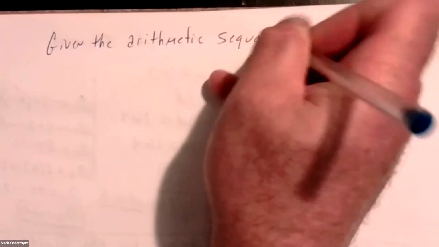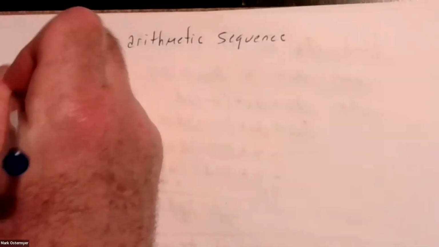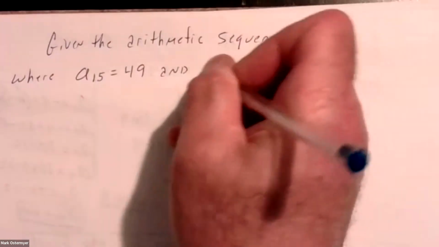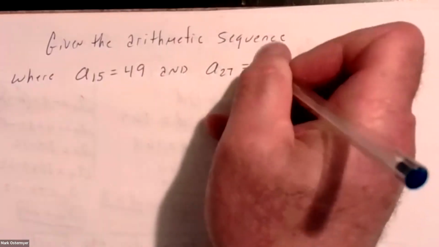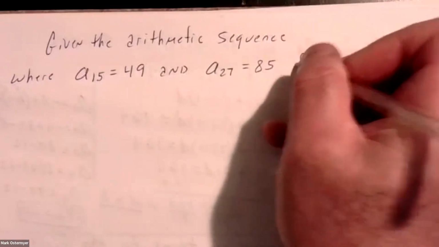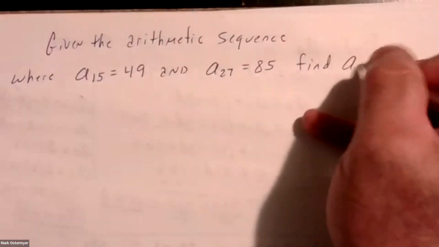Here's another typical problem. Given the arithmetic sequence where the first term, or excuse me, the 15th term is 49, and the 27th term is 85. We want to find the 500th term.